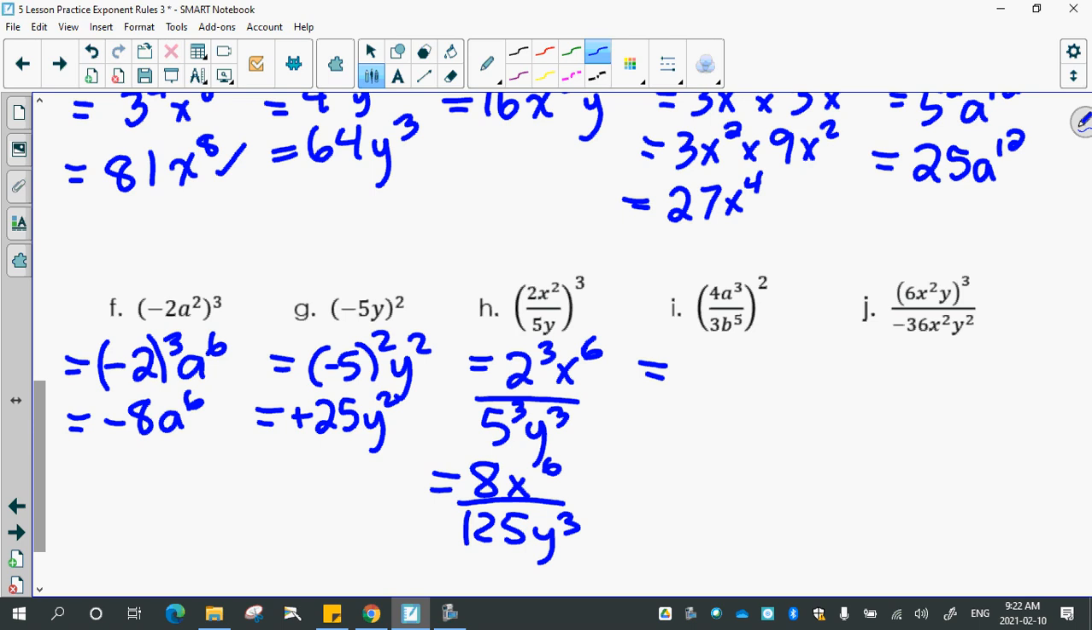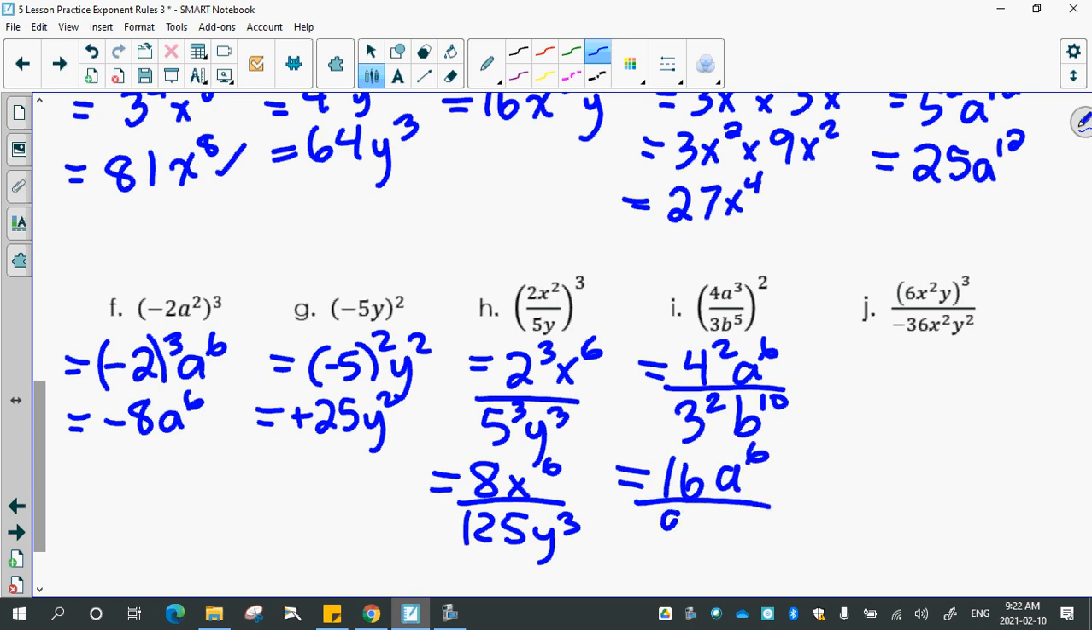4 to the power of 2, over a to the power of 6. Or sorry, I didn't say over. Over 3 to the power of 2, b to the power of 10. Awesome. And then your final answer? 16a to the power of 6 over 9b to the power of 10. Awesome. How many people got that? Good, good. And if you didn't, I hope you see where your mistake was.